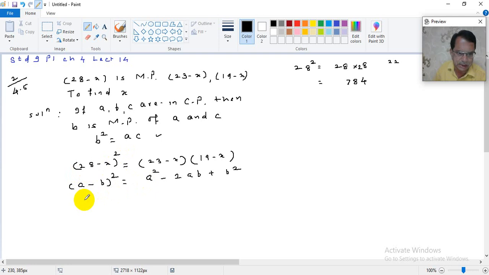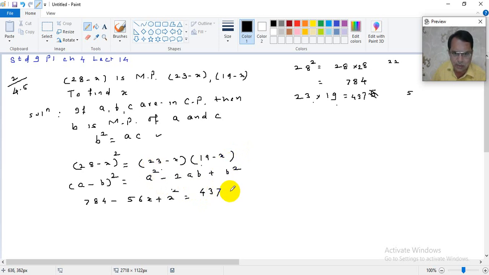28चा वर्ग म्हणजे ए वर्ग, म्हणजे 784 वजा 2AB, म्हणजे 56x, आणि प्लस एक्स वर्ग. इकडे काय होणार? हा गुणाकार 23 into 19. 23 into 19 काय होणार? 19 त्रिक 57, 7 आले, हातचे 5. त्याच्यानंतर 19 दुणे 38, 38 आणि 5, 43, 437. म्हणजे 23 गुणिले 19 झाले 437. नंतर वजा 23x, वजा 19x आणि प्लस एक्स स्क्वेअर.